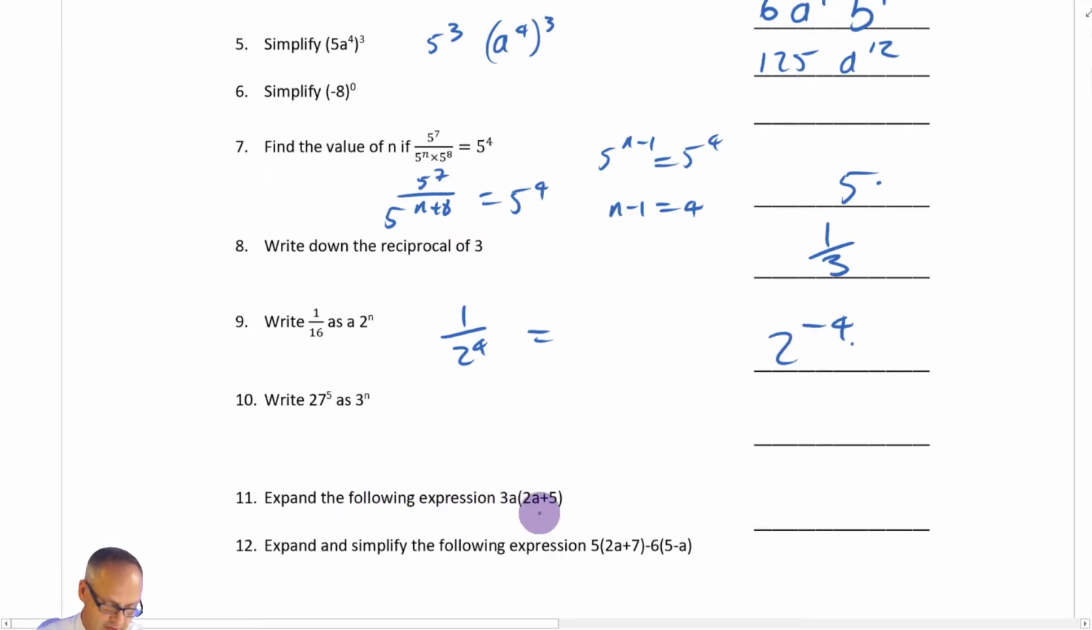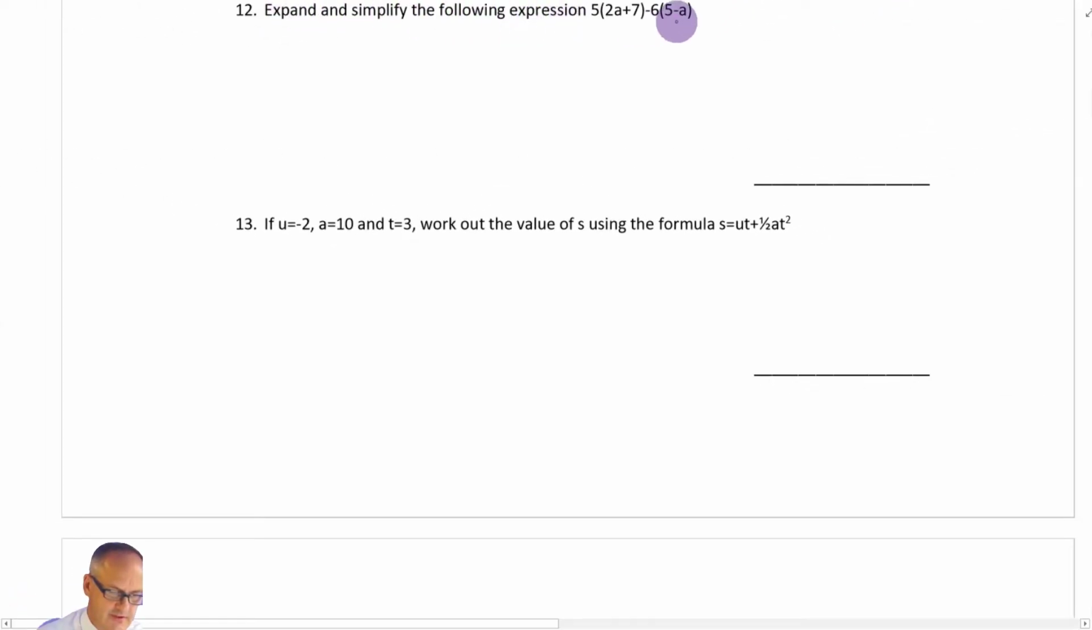We want to expand this expression. So we do the 3a times the 2a, which will give me 6a squared, because 3 times 2 is 6, and a times a is a squared. 3a times 5 will just give me 15a.